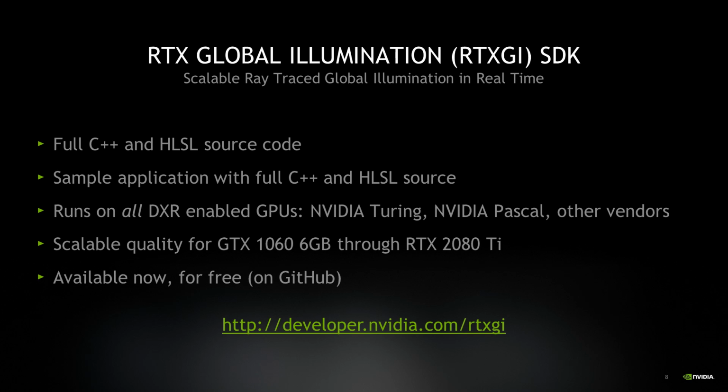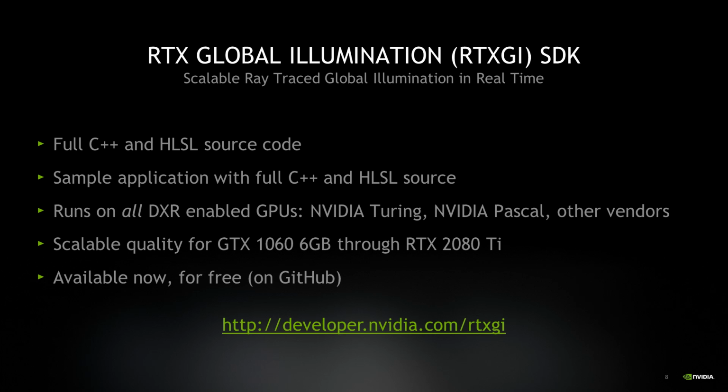To meet these goals, we are releasing the RTXGI SDK with full C++ and HLSL source code. We have created a sample application that demonstrates how to use the SDK and its features. Full C++ and HLSL source code is included for the sample too. The RTXGI SDK runs on all DXR-enabled GPUs. This means Nvidia Turing, Nvidia Pascal, and other vendors who support DXR. The SDK provides scalability options for hardware ranging from the GTX 1060 6GB all the way up to the RTX 2080 Ti.